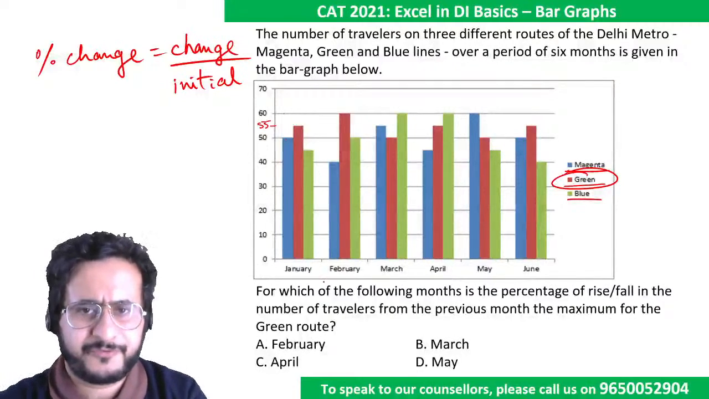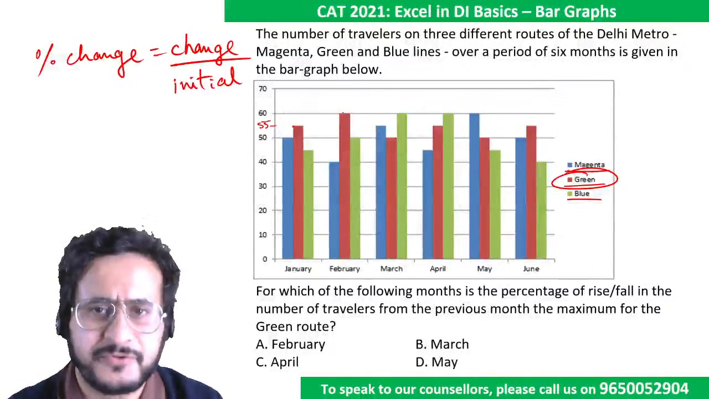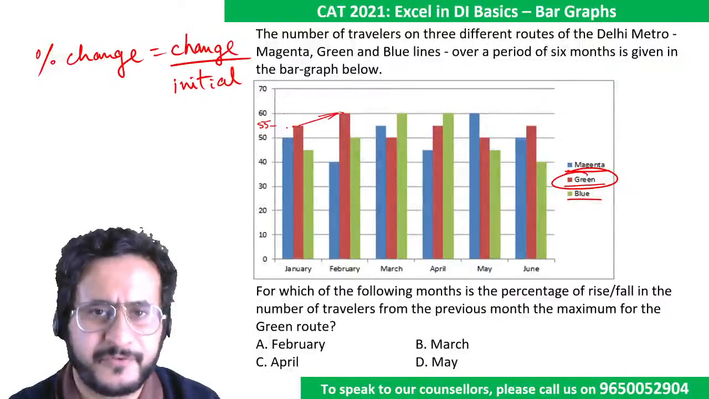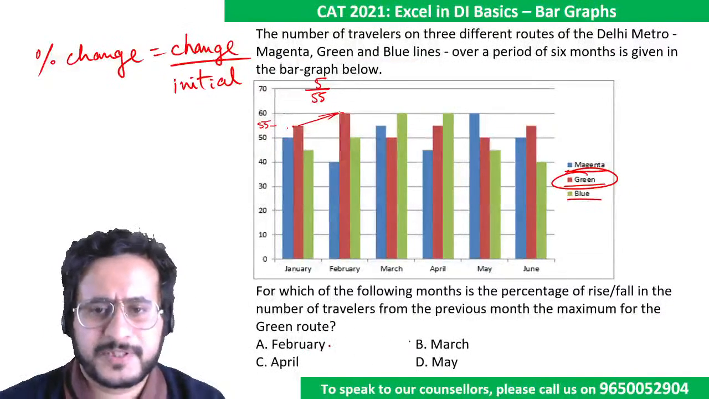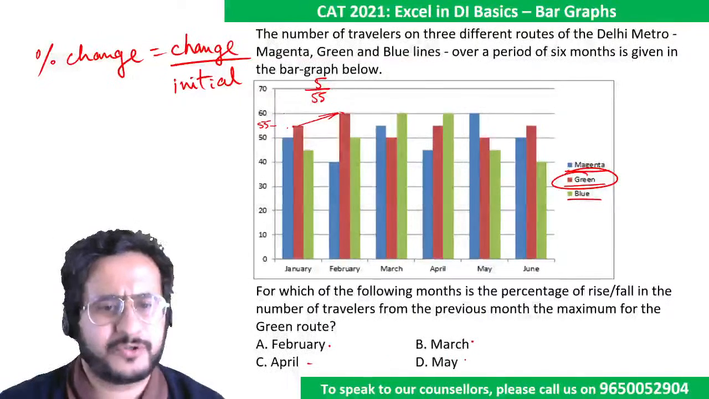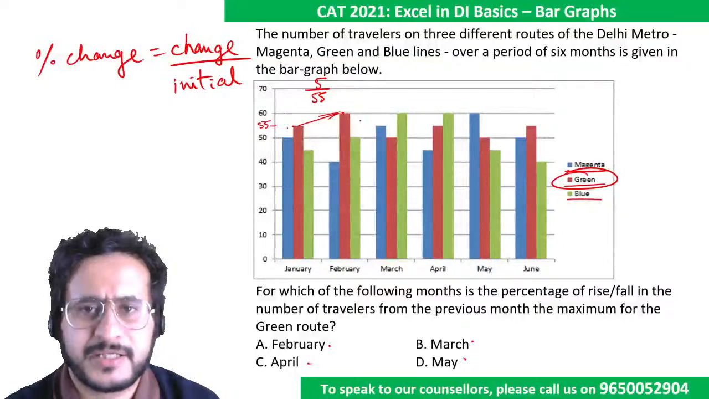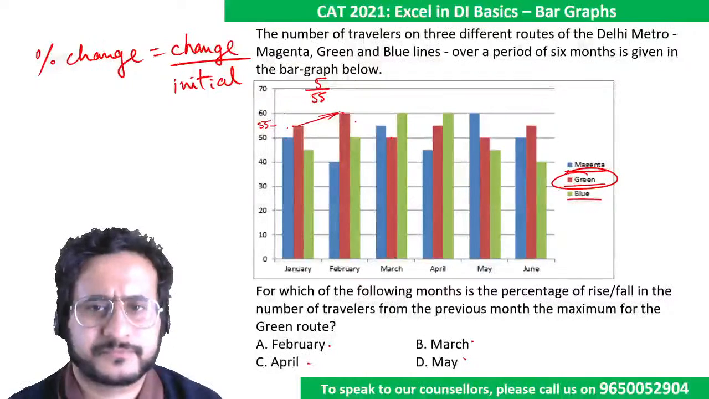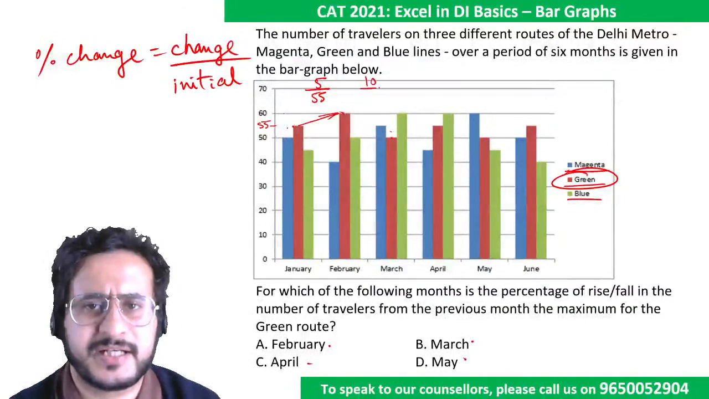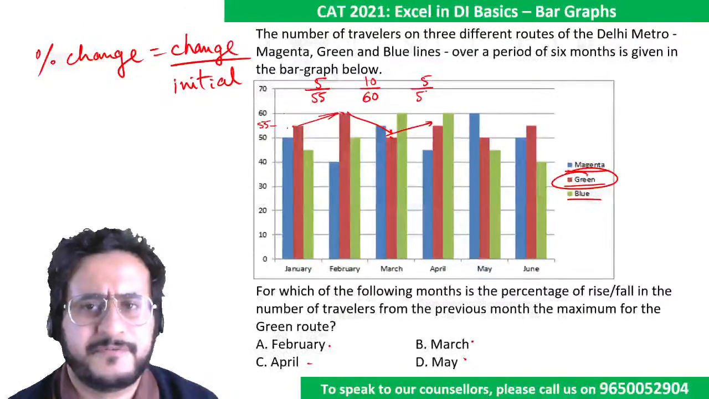So for Feb, if you see, this is 55 to 60, right? In Feb, it went from 55 to 60. So increase was 5 upon 55. Then the next options are Feb, March, April, May, so you have to check only these four options. Now in March, it was from 60 to 50. So change was 10 out of 60. Then in April, it is 50 to 55. So change of 5 upon 50.